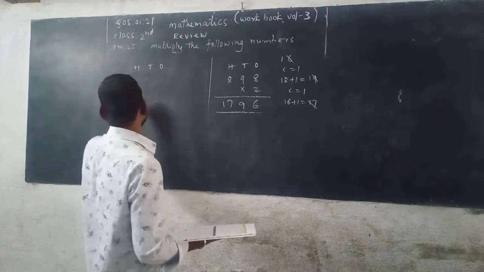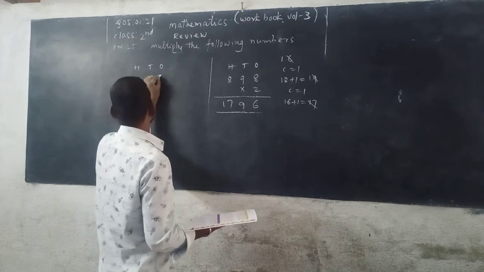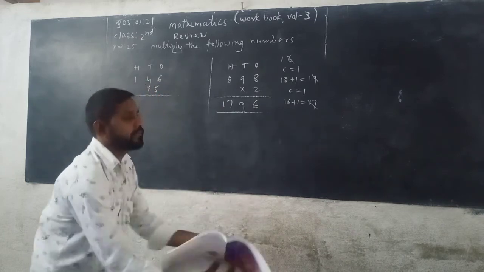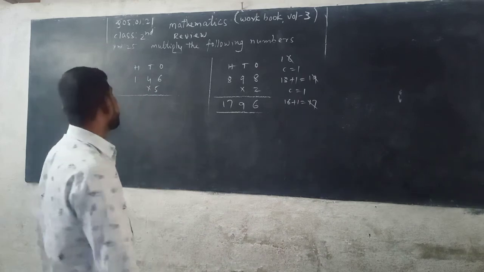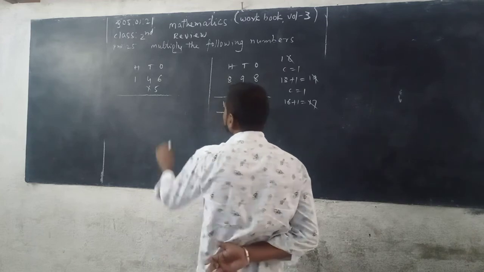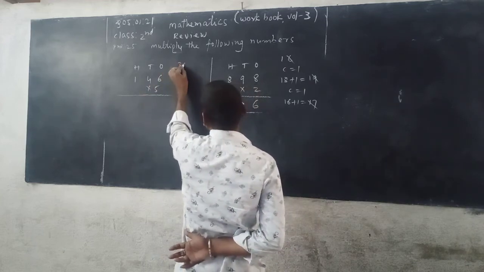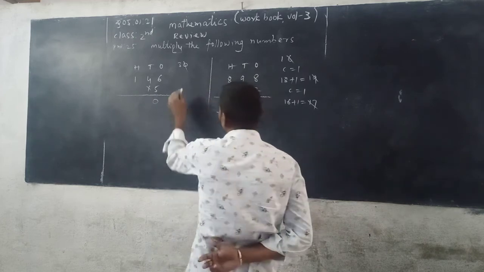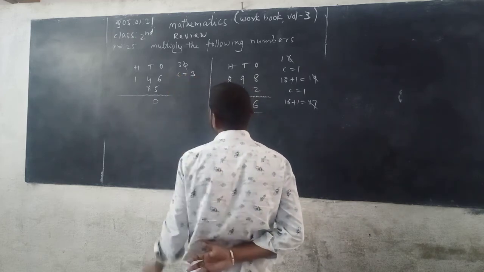Next, 146 into 5. First, write the given number column-wise. First we multiply the digits in the ones place. 6 with 5. 5 6s are 30. In it, 0 is taken and written down in this column of the product, and the remaining 3 is the carry.